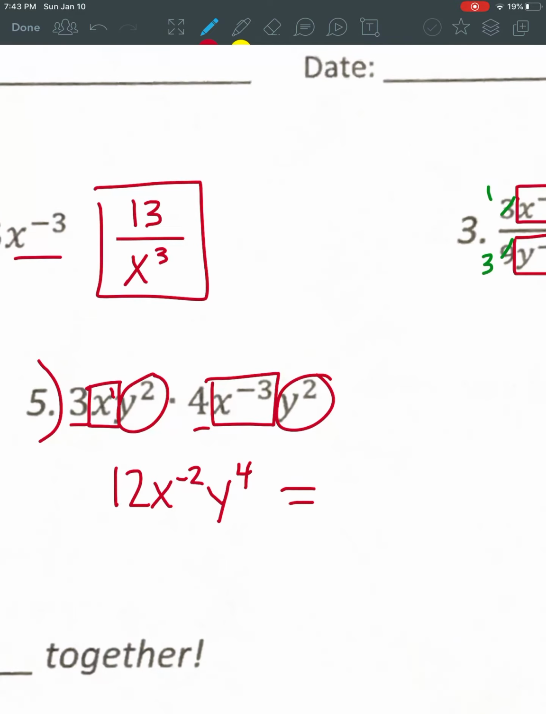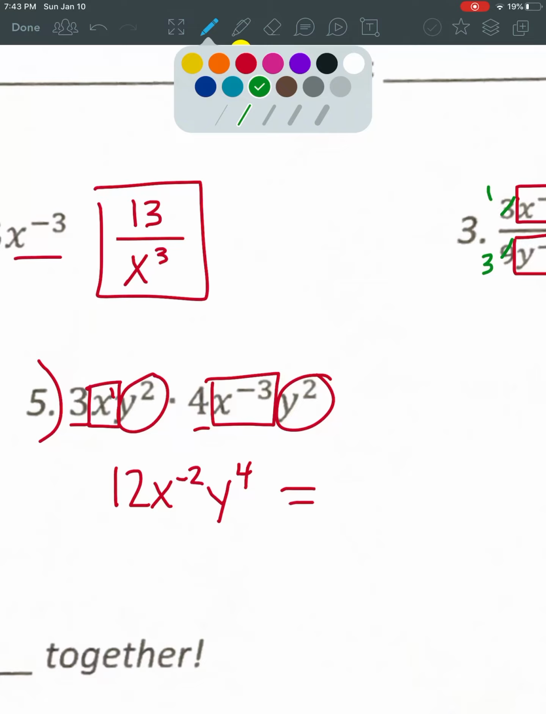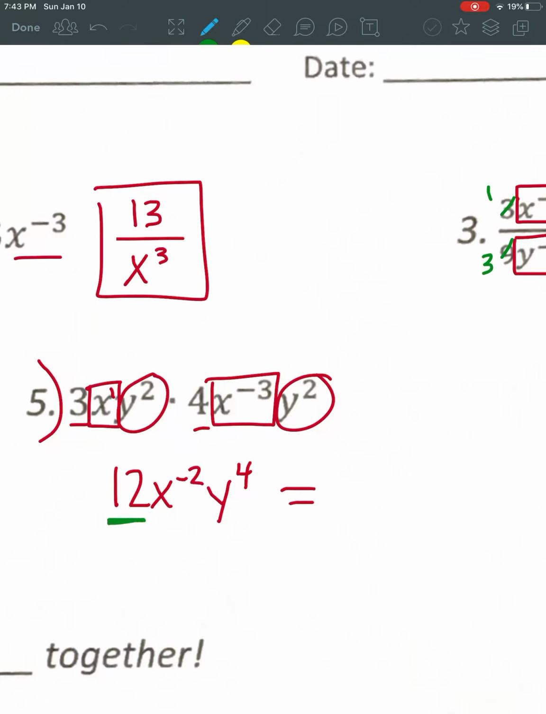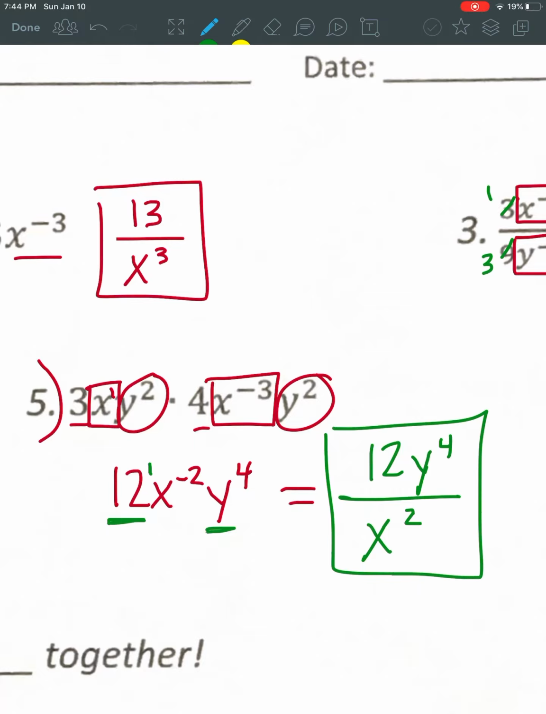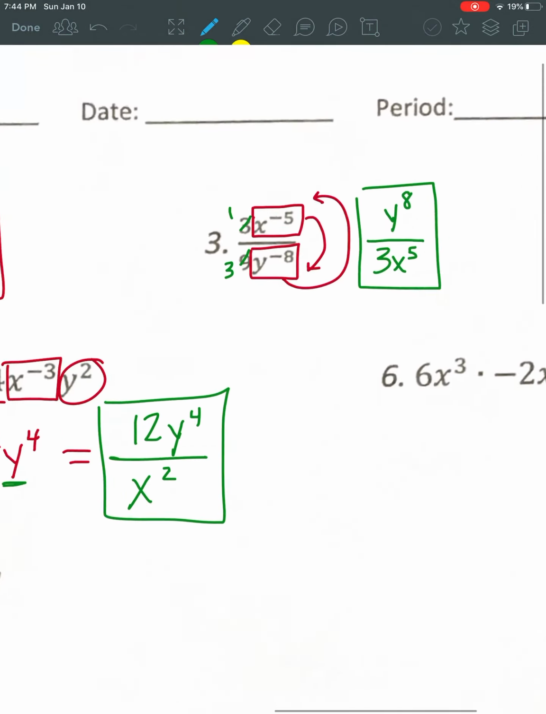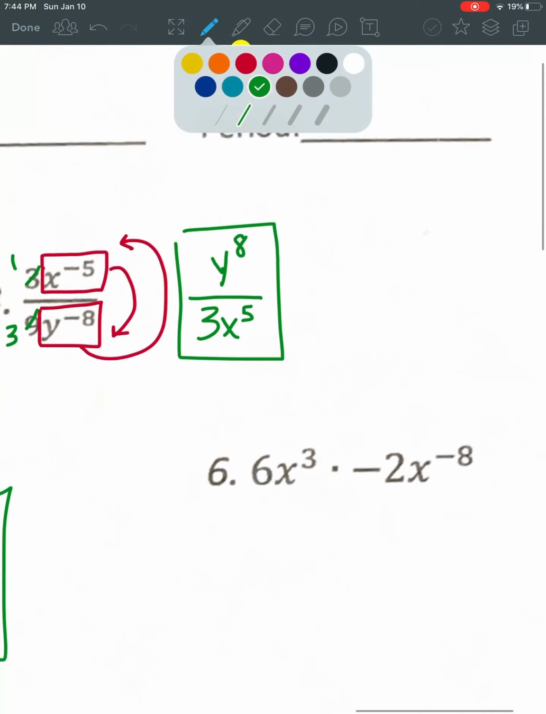Now that is not simplified because we have a negative power. So keep the things that have positive exponents. 12 really does have an exponent of 1. We're keeping that where it's at. The y has a positive exponent. So we'll have 12y to the 4th on the top. And then the x gets thrown to the bottom with a positive power 2. So 12y to the 4th over x squared.